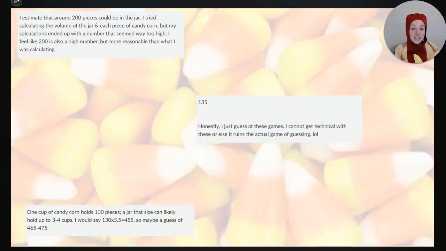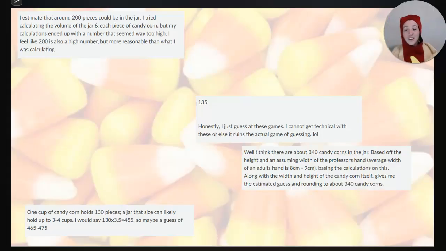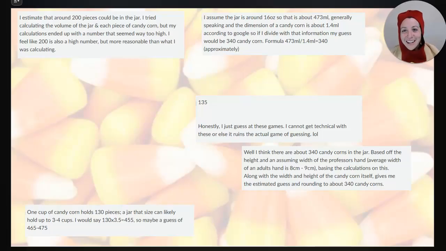This person decided to think about, okay, instead of the whole jar or calculating a layer, if I just think about a cup, how many candy corns do I think would fit in a cup? And then how many cups would fit in the jar would help that person make their guess. Here, this person looked at the width of my hand. So they assumed or calculated or Googled the average width of adult hands and used that as a scale. Someone else also used your phone. Like you said, you put your phone next to it and think about how many candy corns would line up next to your phone. It's amazing how resourceful y'all were.